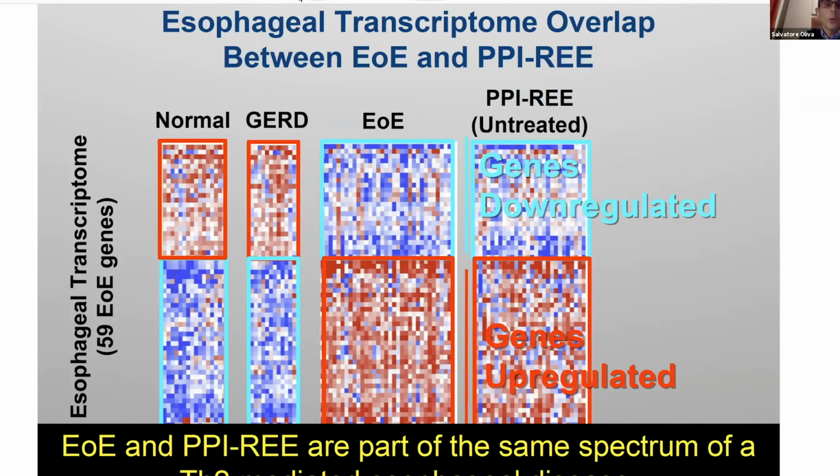Okay, so if we look at the genetic expression, we clarify that point. We found that EoE and the EoE responsive to PPI are the same disease, even if we look at the gene expression. And this is different than GERD, which is a different disease, and even different than normal subjects. So it's very important to call this disease a unique disease without any classification according to responsiveness to therapy.